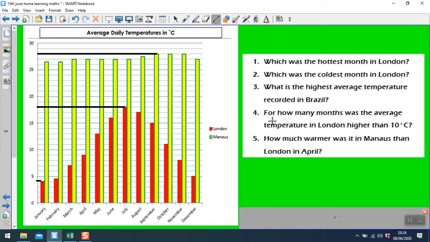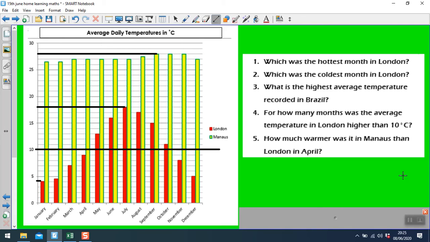For how many months was the average temperature in London higher than 10 degrees Celsius? For how many months? And that's London, so the red bars, higher than 10. So here is 10. We've got this month, May, this month, June, July, August, September, and October. So that was 1, 2, 3, 4, 5, 6 months. The average temperature in London was higher than 10 degrees Celsius.